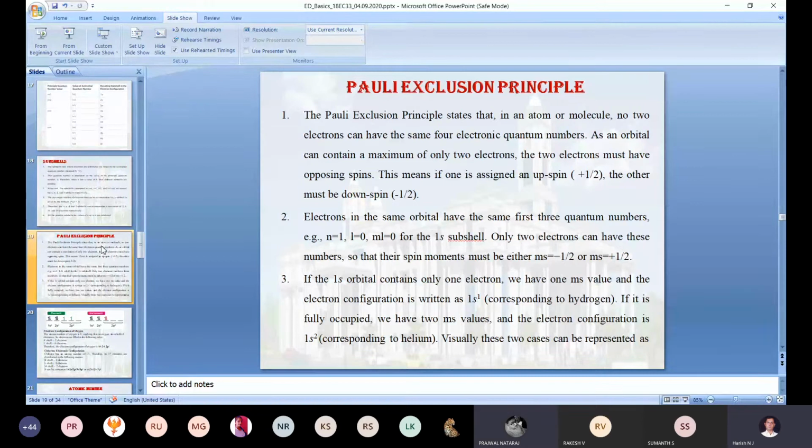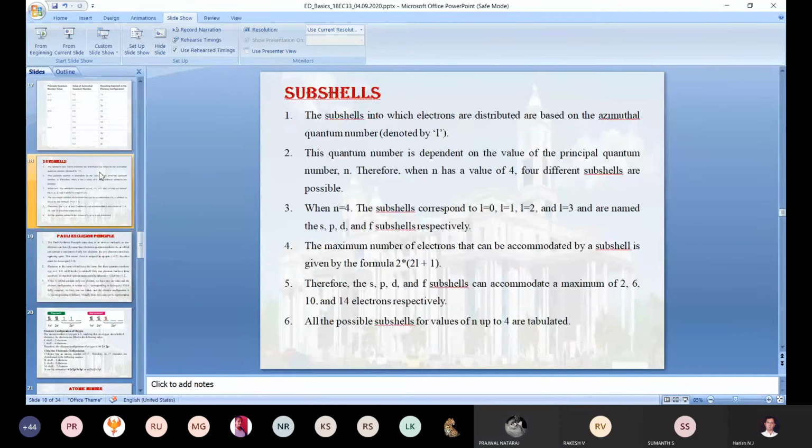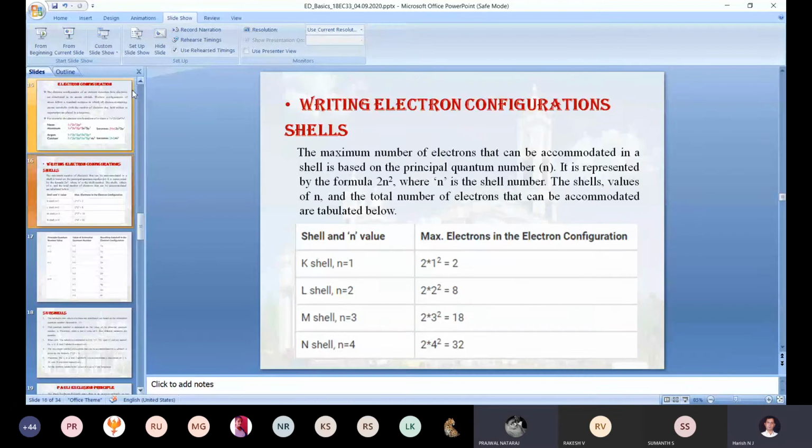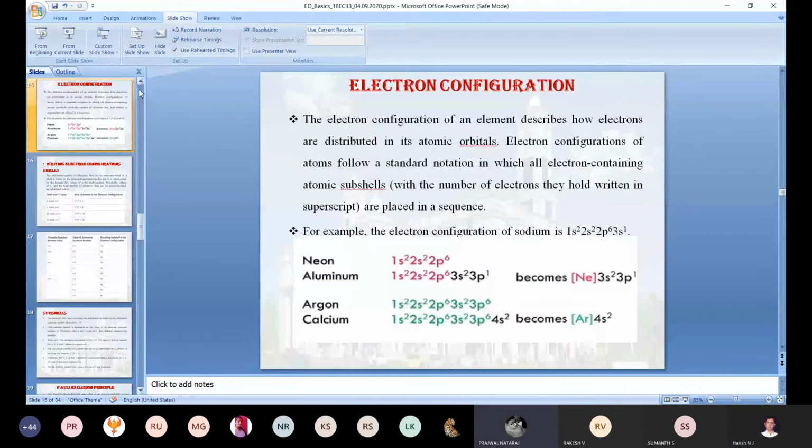Sir, in calcium, why is 4s filled before 3d? In one of the examples you showed on the screen, the electron configuration was 3p6 and 4s2. Why did the 3d shell not fill before 4s? Okay, I understand your question.